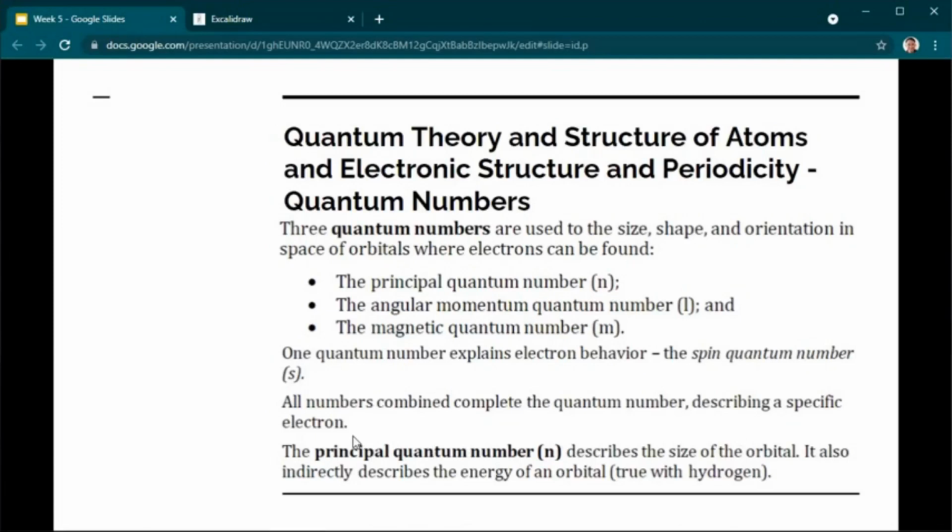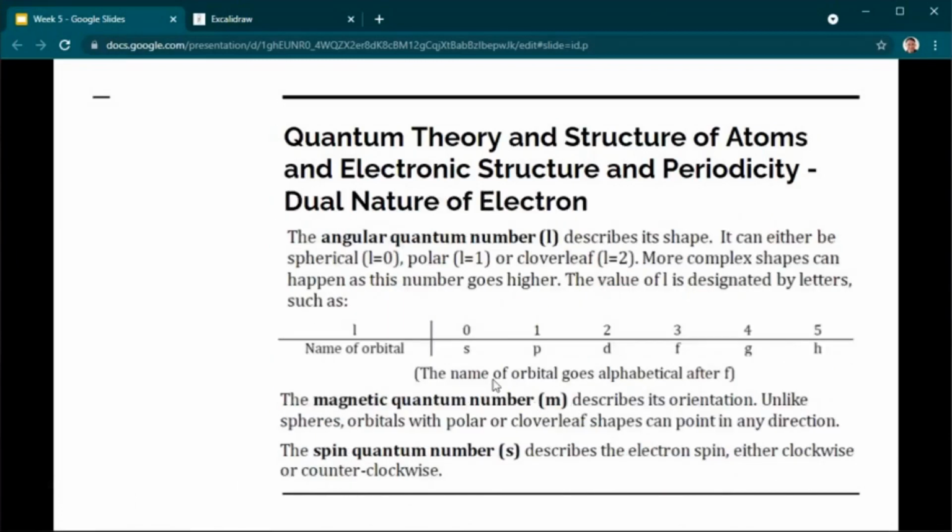Okay. The principal quantum number, or N, describes the size of the orbital. It also indirectly describes the energy of an orbital. Okay. Next, we have the angular quantum number. We will describe each first before we show how they correlate to each other. The angular quantum number, denoted by L, describes its shape. It can either be spherical, okay, polar, or clover leaf. L is equal to 0, equal to 1, equal to 2, and so on. More complex shapes can happen as this number goes higher.